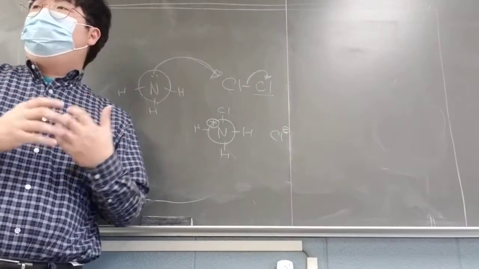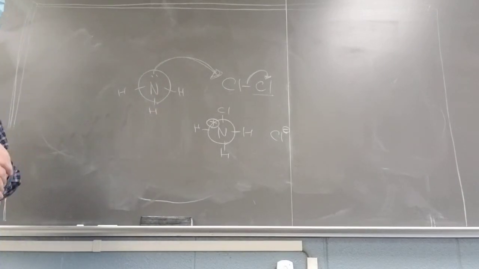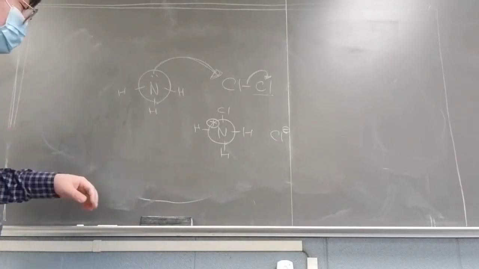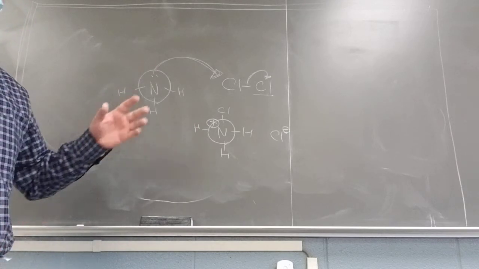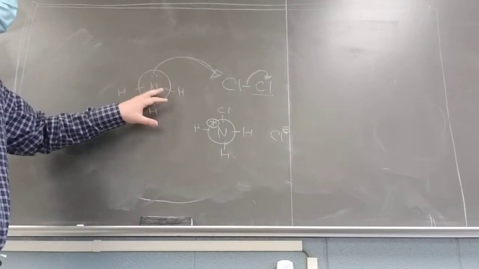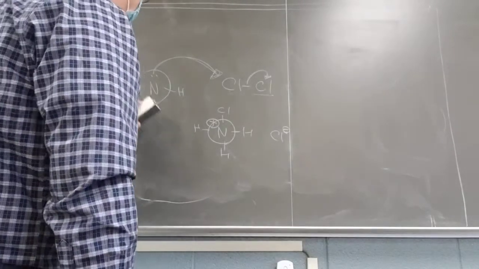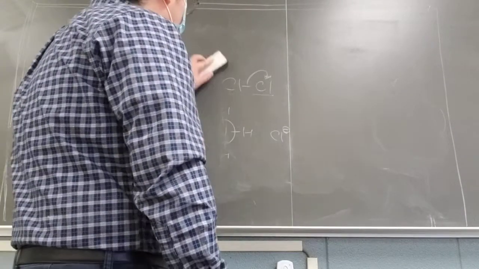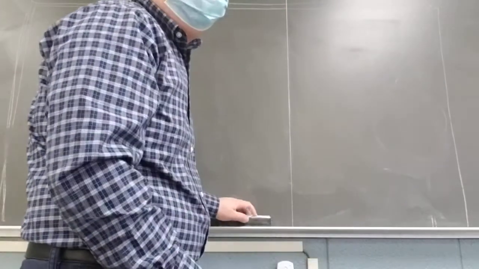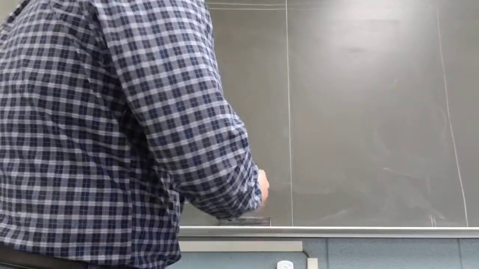I'll show you this maybe more times in the later chapters. But this is because of the lone pair on the nitrogen, which is also quite an electronegative element. Okay. All right, so just do one more and we'll move on. I think just one more.